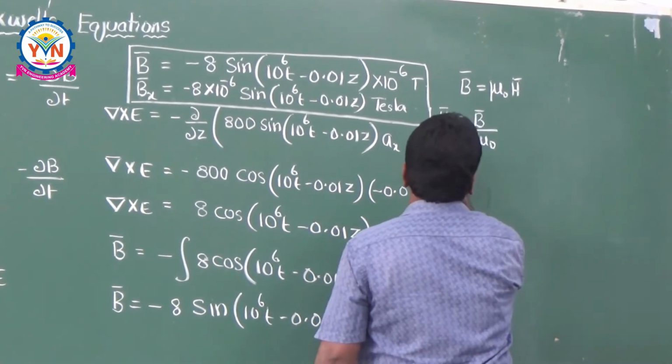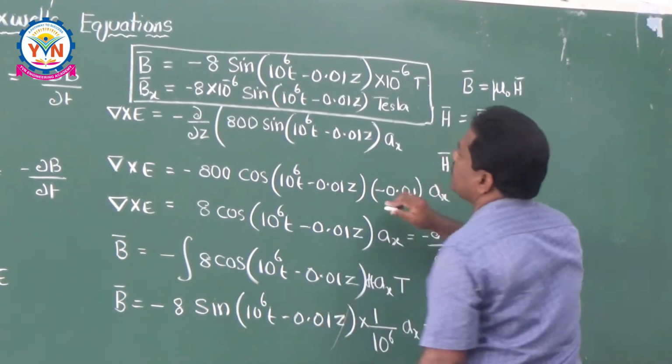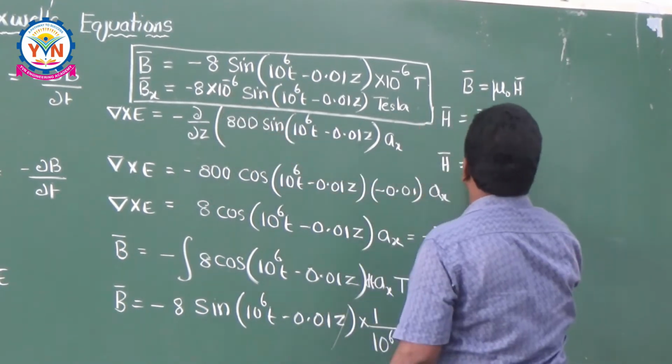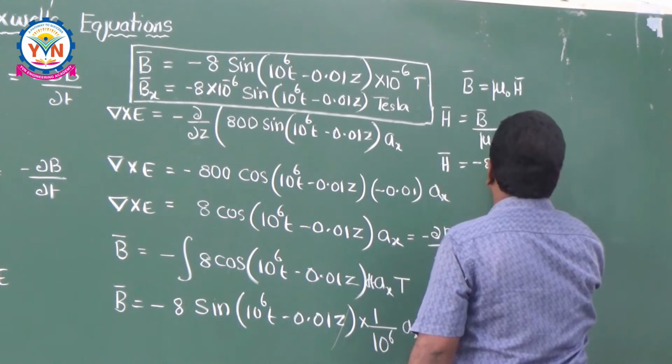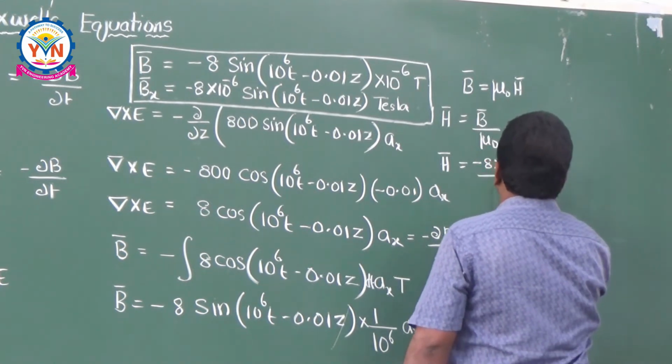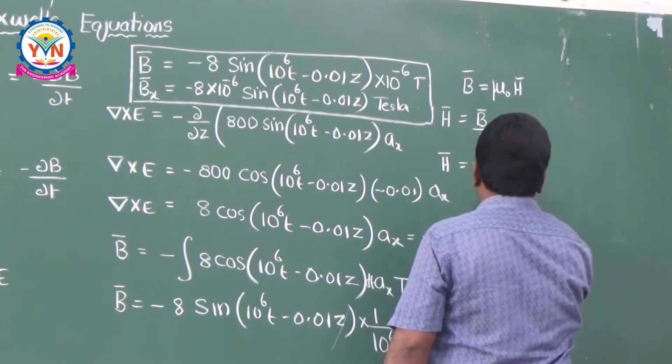Therefore, H bar is equal to, what is B bar here? This is the B bar. Minus 8 into 10 to the power of minus 6 divided by 4 pi into 10 to the power of minus 7, that is mu naught.